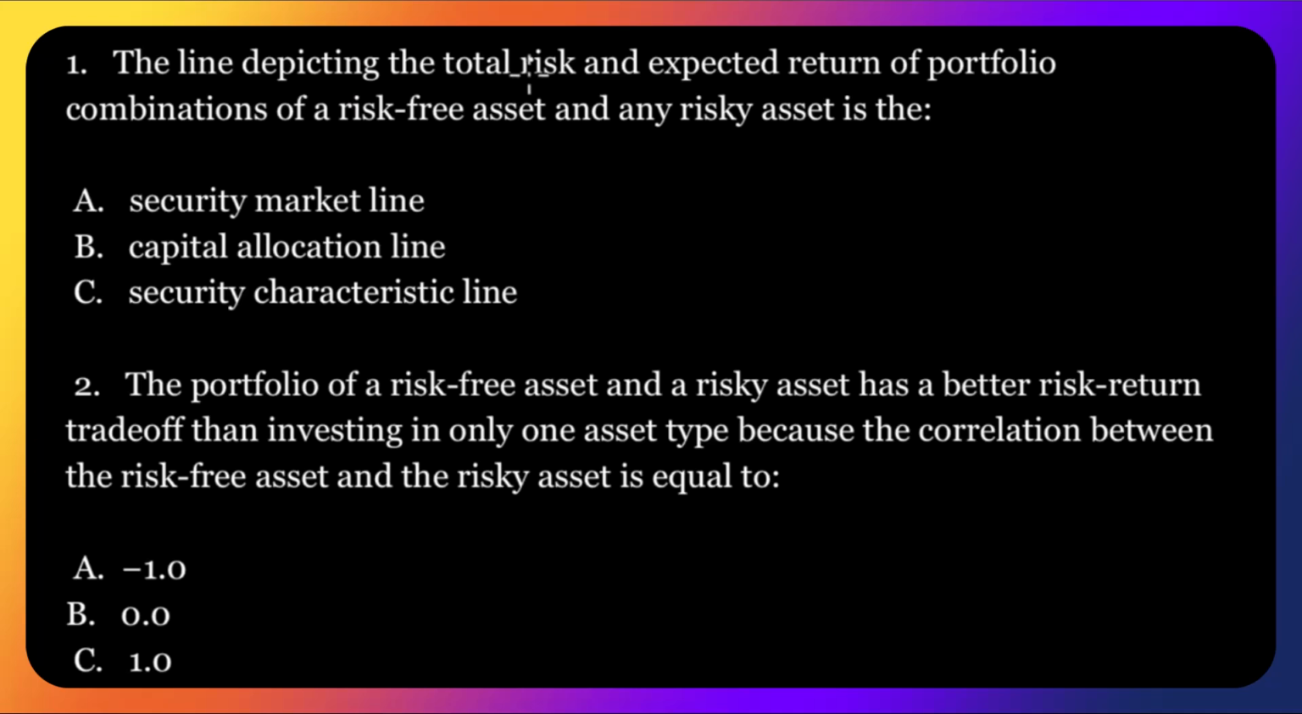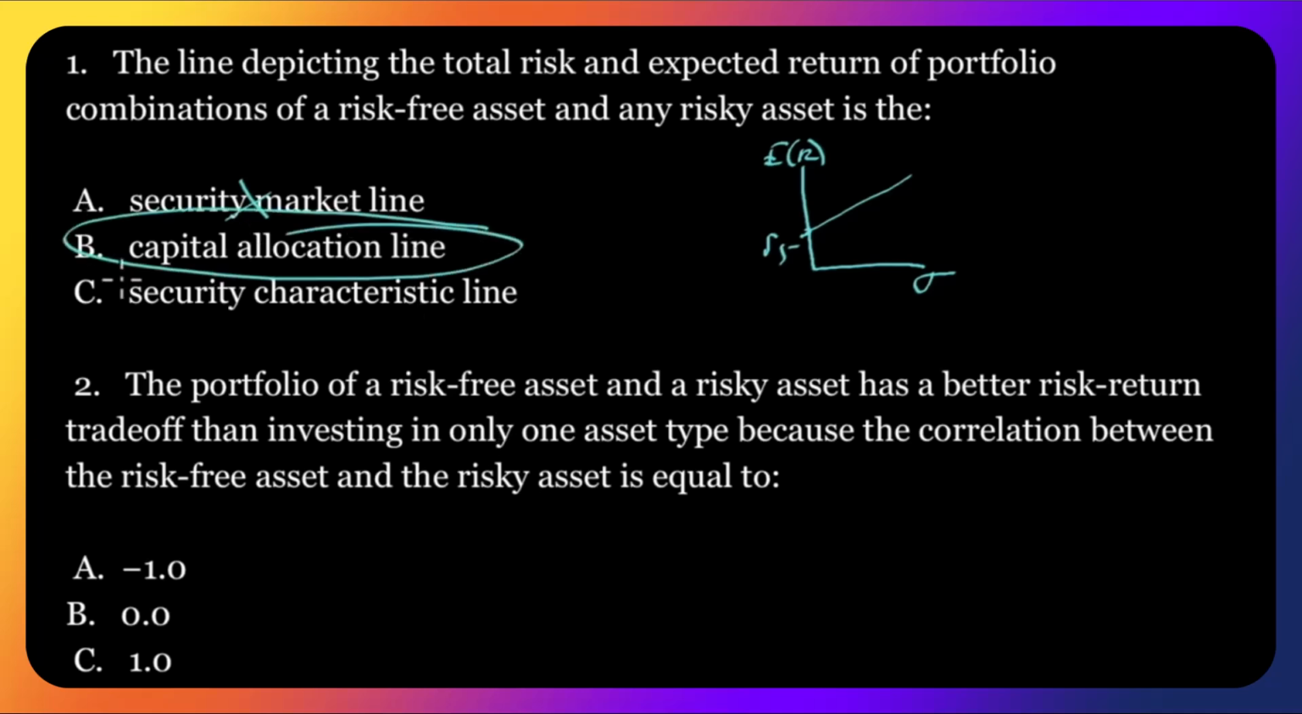The line depicting the total risk and expected return of portfolio combinations of a risk-free asset and any risky asset is the security market line, capital allocation line, or security characteristic line. So it's the line depicting total risk and expected return on the portfolio. And remember, we had the risk-free asset. What is that? That's not beta, so it cannot be a security market line. So it's either a capital allocation line or a security characteristic line. It is a capital allocation line.